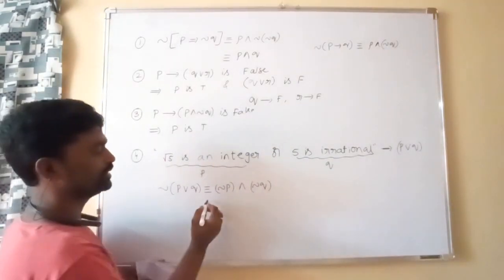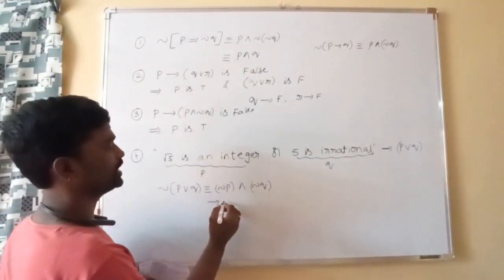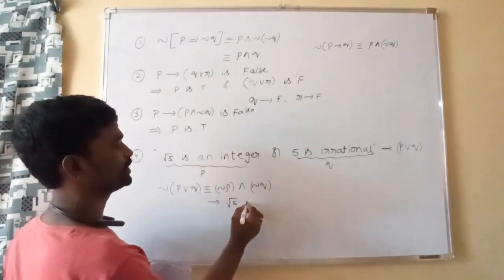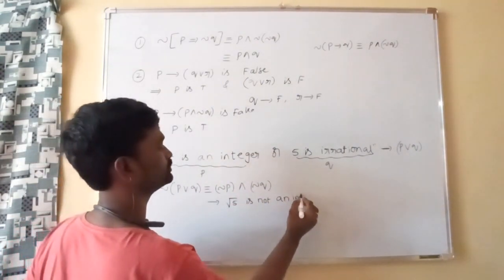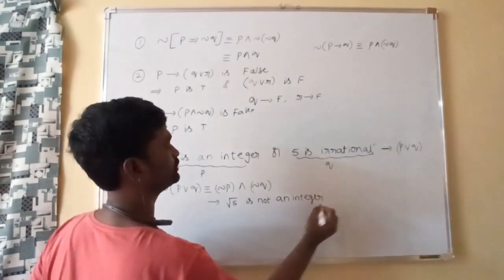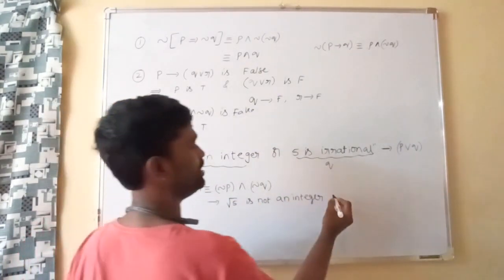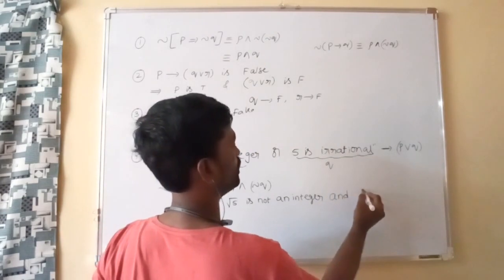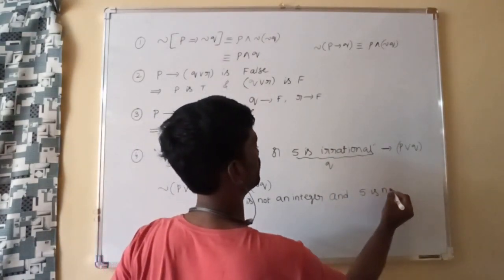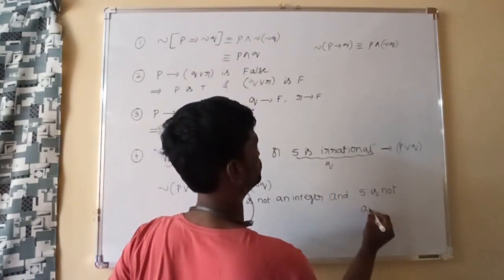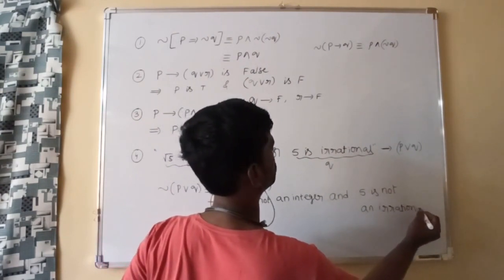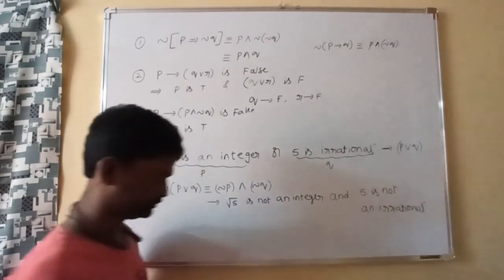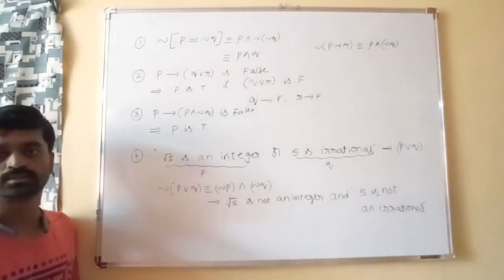So thus its verbal form becomes what? ¬P is root 5 is not an integer, OR becomes AND, 5 is not an irrational. Over. See how simple.